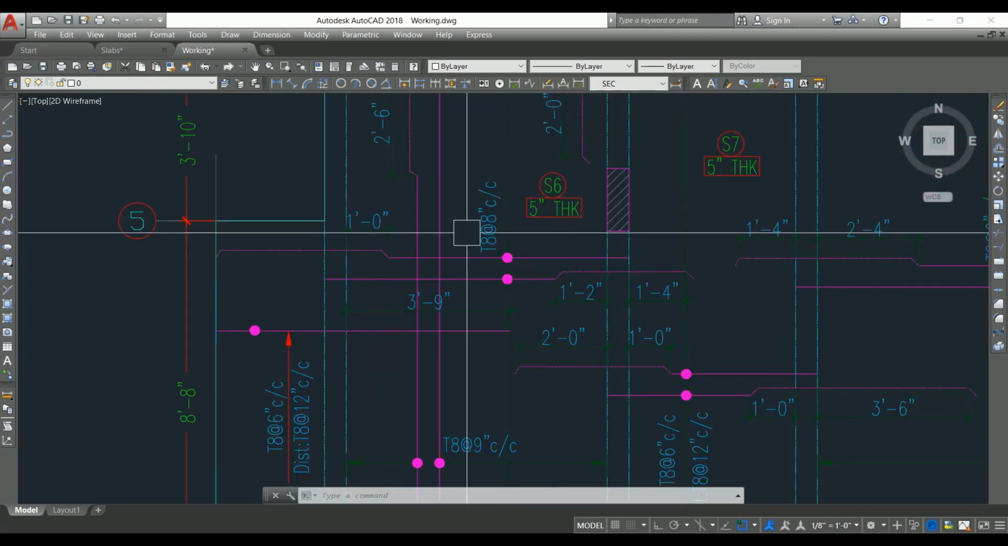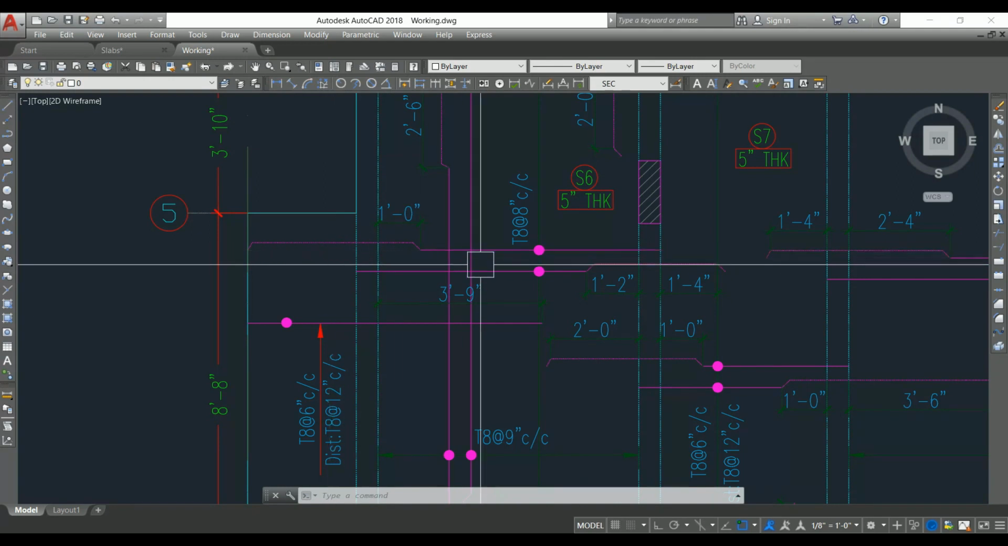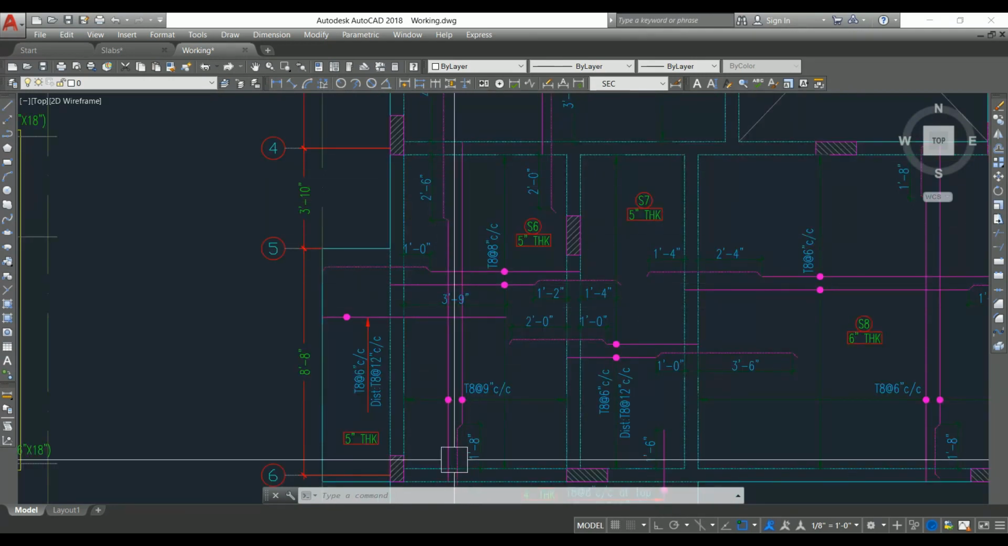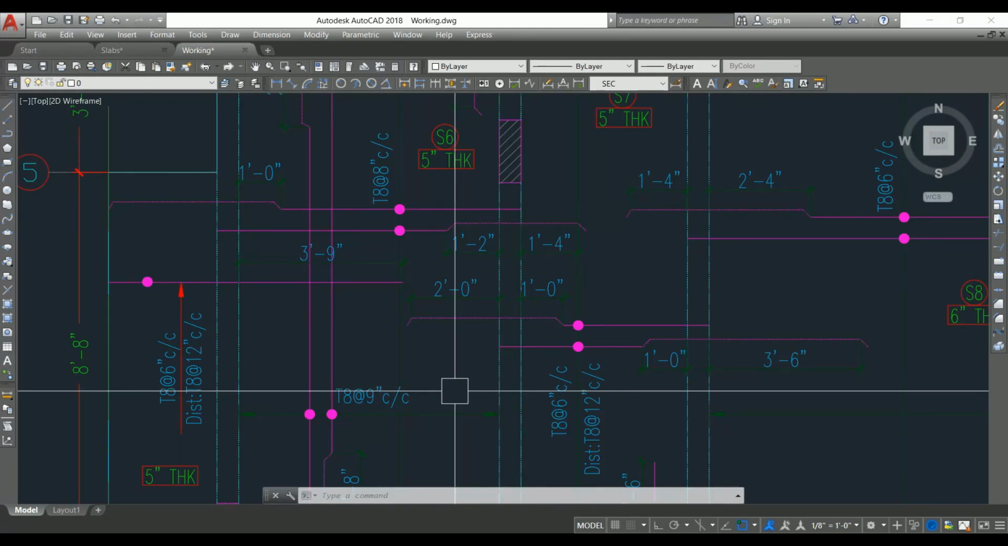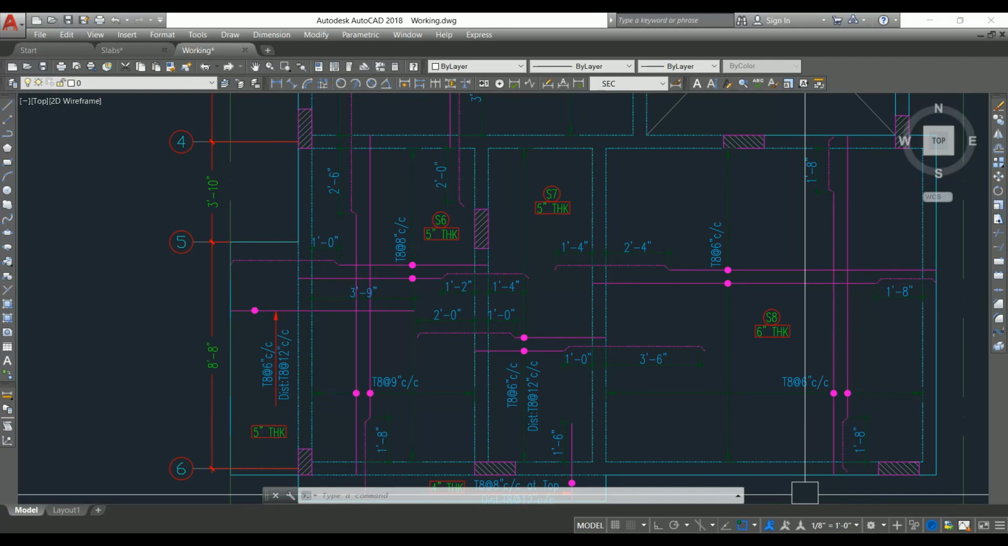See here, S6 is the two-way slab. In two-way slab, we have provided the main reinforcement in the shorter direction as well as in the longer direction. I hope now you have clearly understood this concept of one-way slab and two-way slab under the action of load. One-way slab bends in one direction, two-way slab bends in two directions.